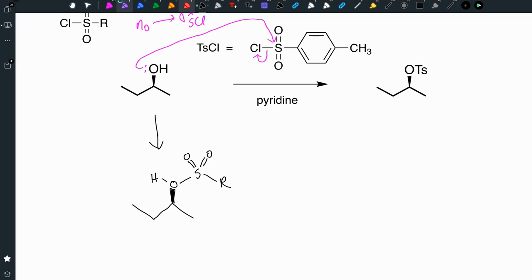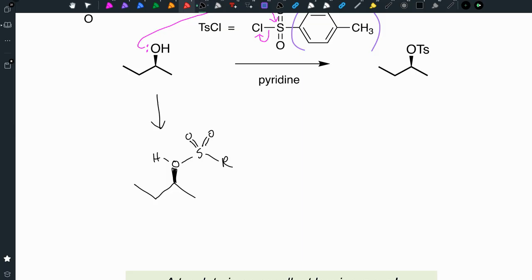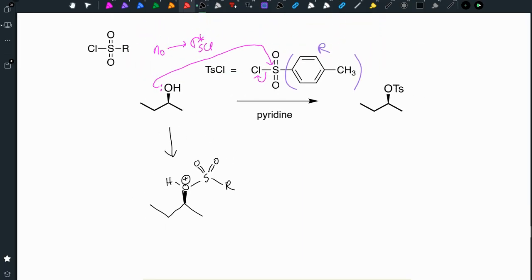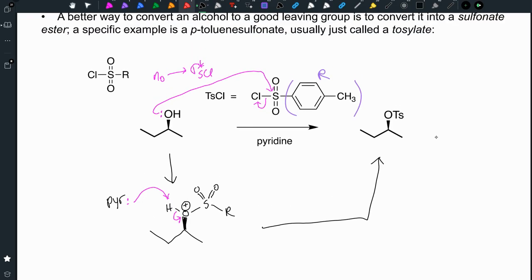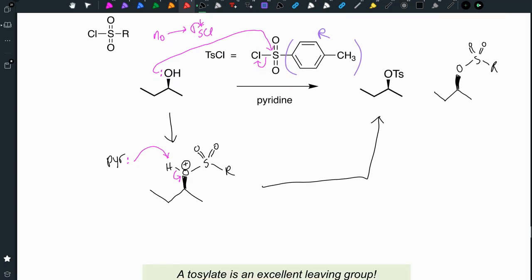I'm just going to abbreviate this whole part of the molecule over here as R, so I don't have to draw it out. Again, this reaction is usually run in pyridine, so that the pyridine can act as a weak base and remove this very acidic proton. And that gives me this tosylate. So really that tosylate stands for, you have O and then S and then a couple of O's and then your R group.